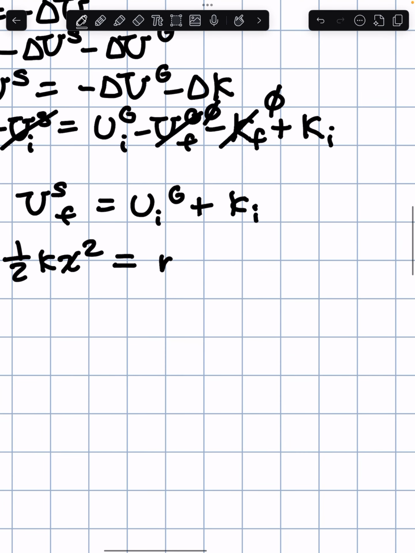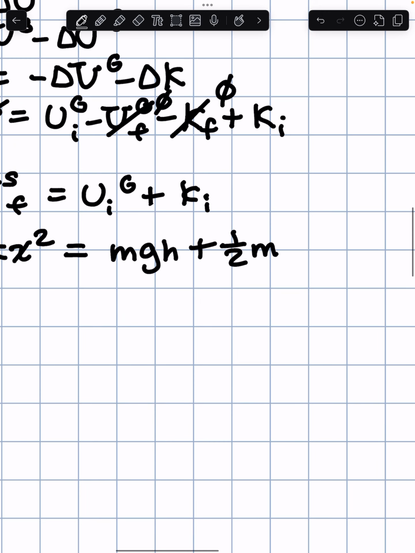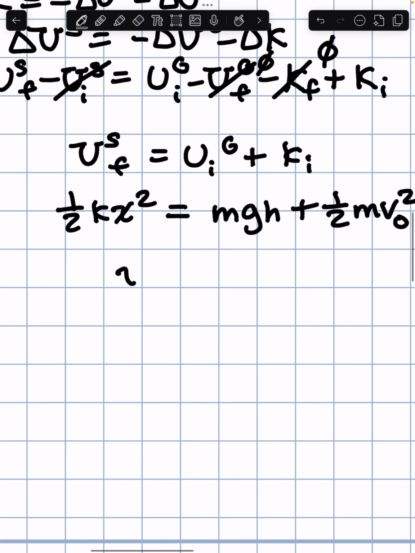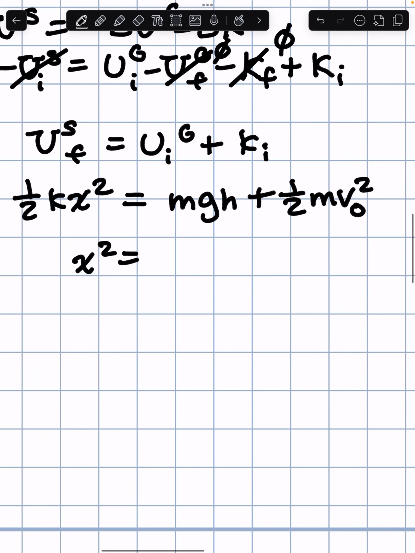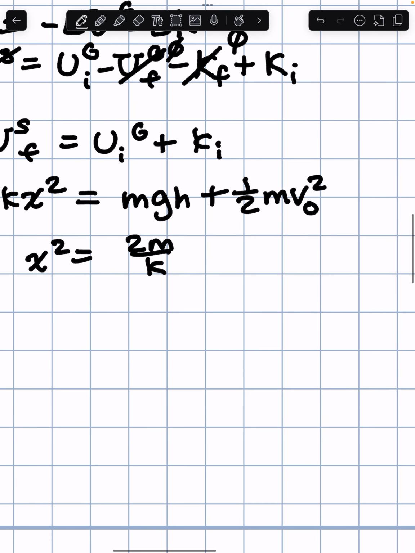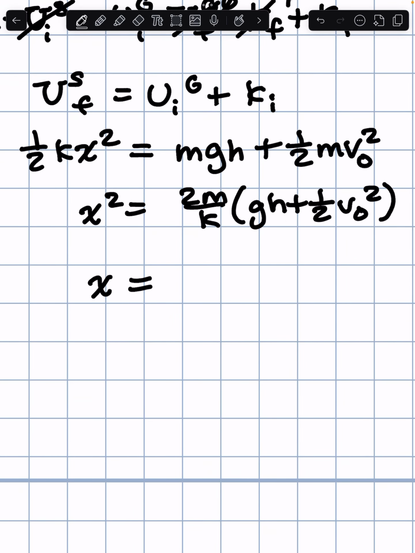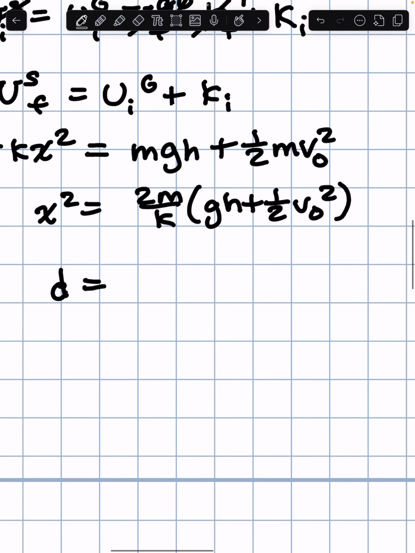Equals mgh plus 1/2 m v naught squared. Okay, so we can write this again as x squared equals 2m over k times gh plus 1/2 v naught squared. And we can get that our displacement, which we can actually just write as d because that's what the question is asking for, of the spring when fully compressed is going to be the square root of this quantity.